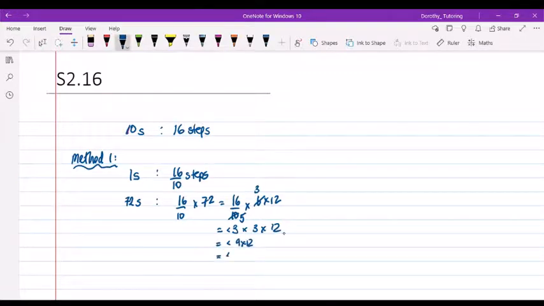I multiply then, that's slightly greater than 9 times 12. And 9 times 12 is 108. When I look at my options, I know from my working that my number of steps is greater than 108. So the only option that gives me that is option E. Yep.